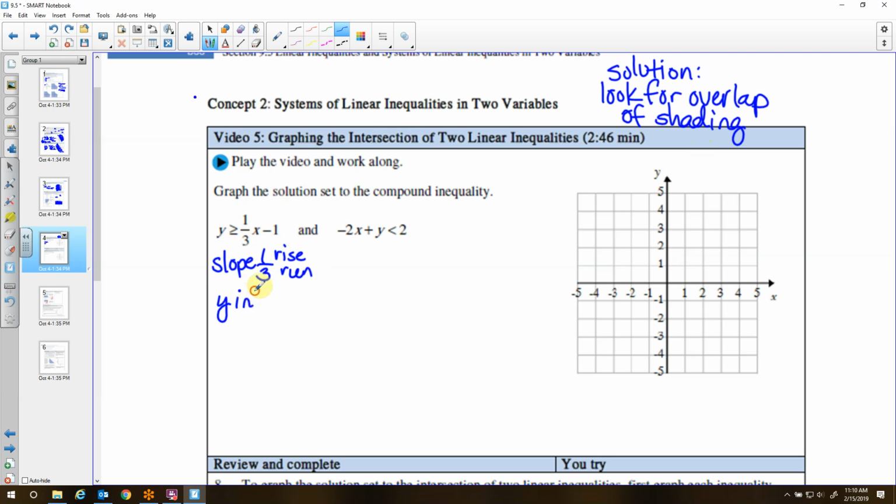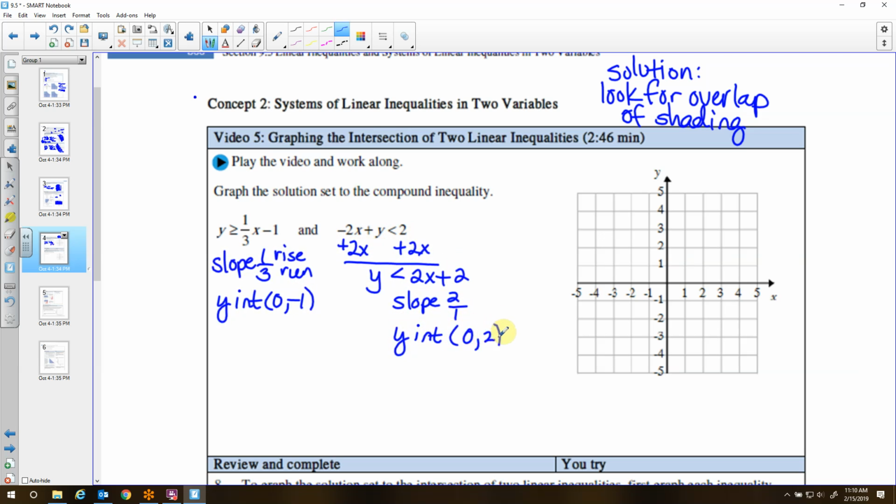My y-intercept is (0, -1). My second equation is not solved for y, so I'm going to add 2x to both sides. So y is less than 2x plus 2. So my slope is 2 over 1. My y-intercept is (0, 2).